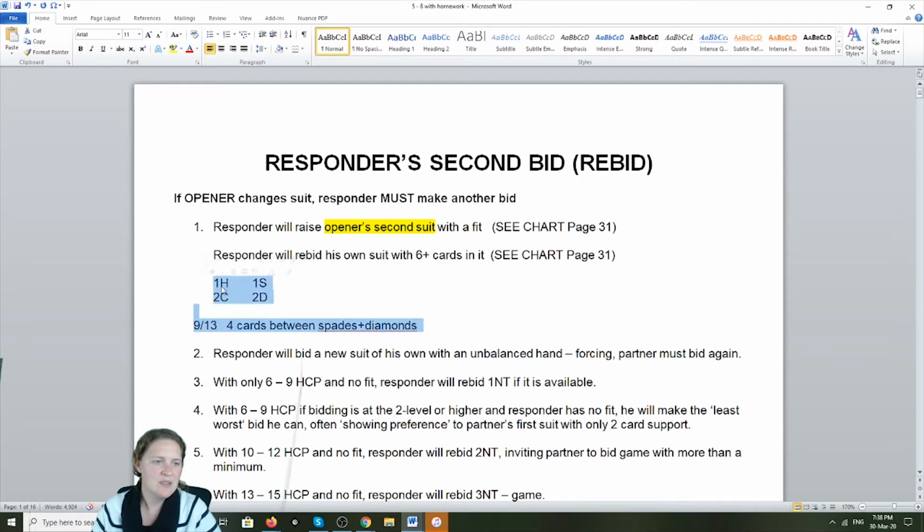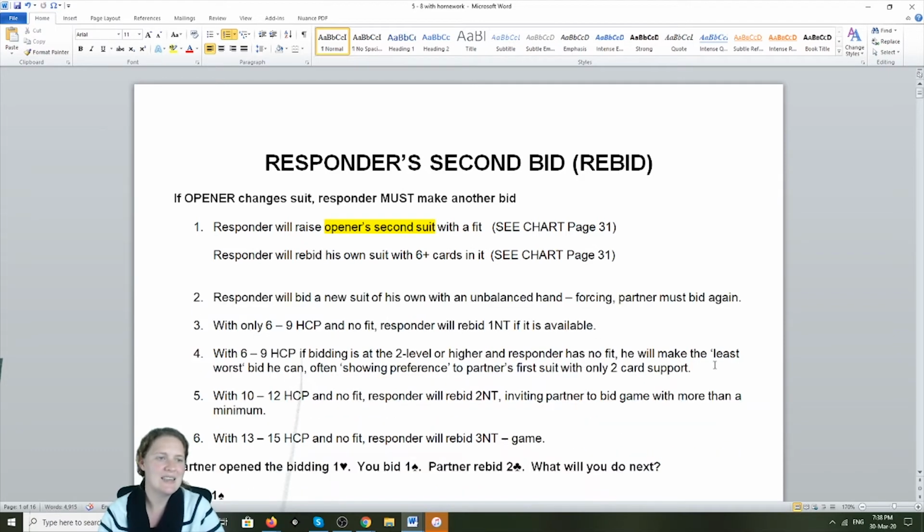All right, toughest part of this lesson is this one right here. With only 6 to 9 high card points and no fit, responder will bid 1 no trump, but it's only if it's available.